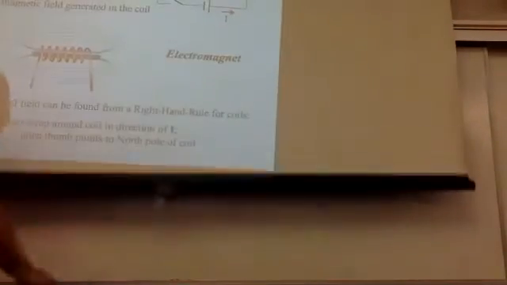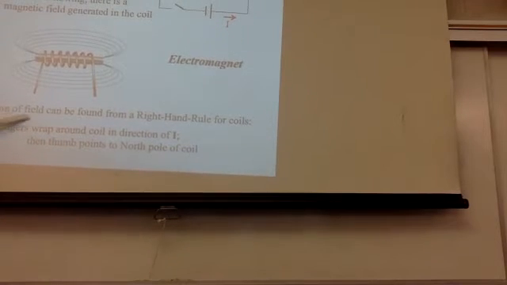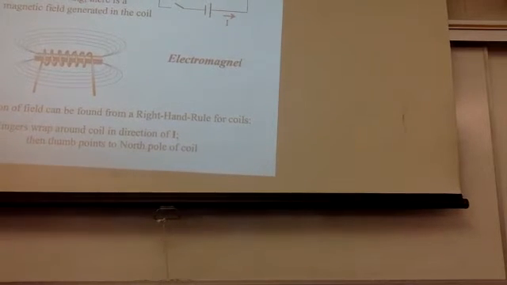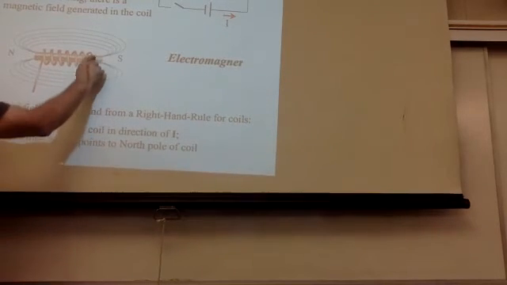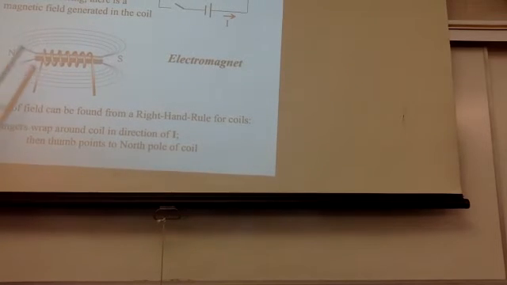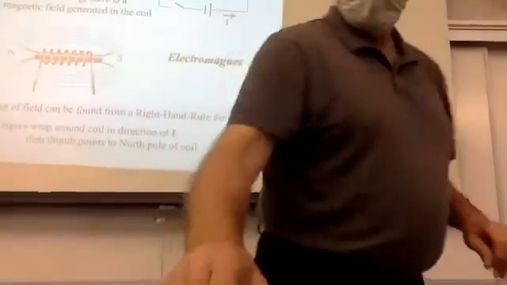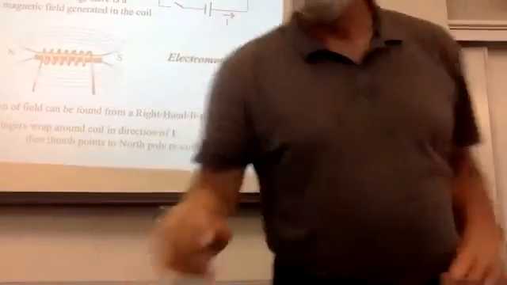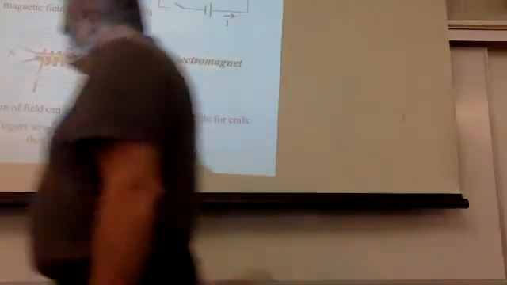But that's an easy way to get the magnetic field around a coil. If you send current in such that it goes up in the front and down in the back, up in the front, down in the back, then you will get a north pole on the left side of the coil. That is the right-hand rule for coils.